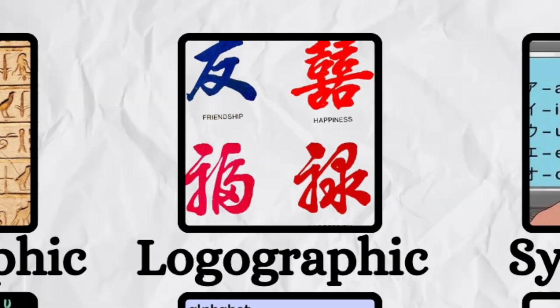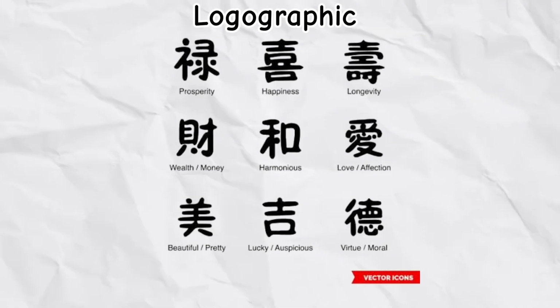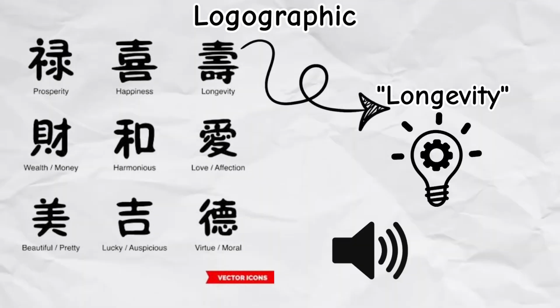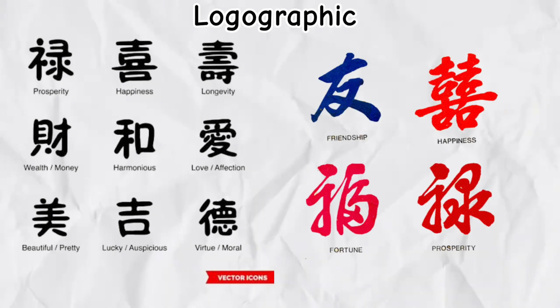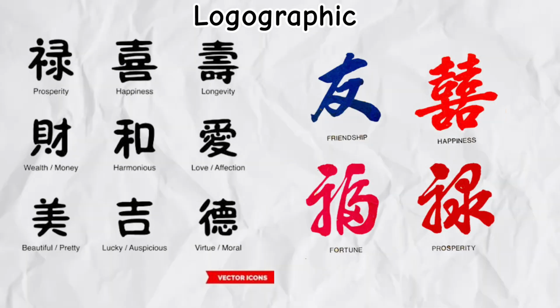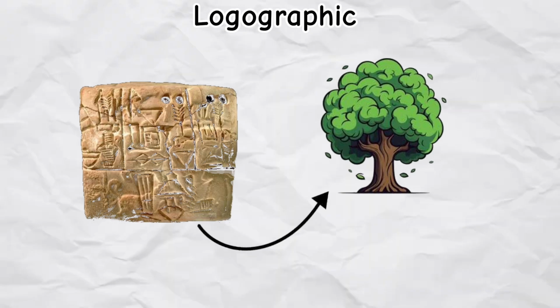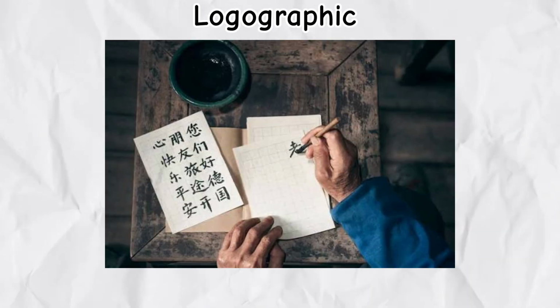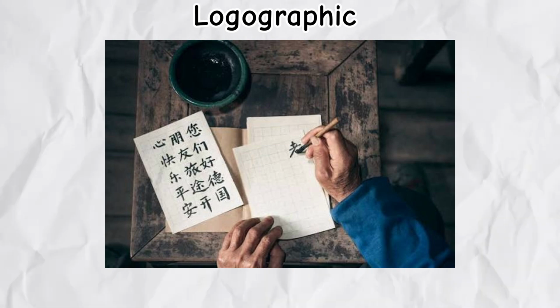Logographic systems. In a logographic system, each symbol represents a word or concept rather than a sound. The most famous example is Chinese characters. Unlike pictographs, which directly resemble objects, logograms often use simplified or stylized symbols that convey meaning.